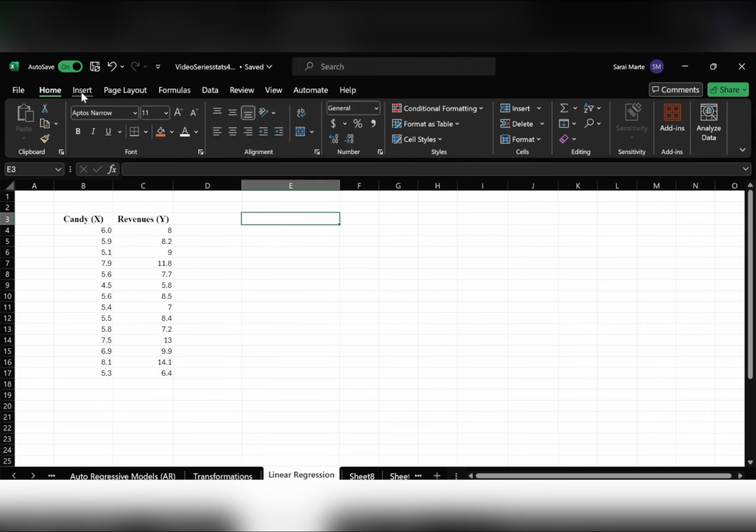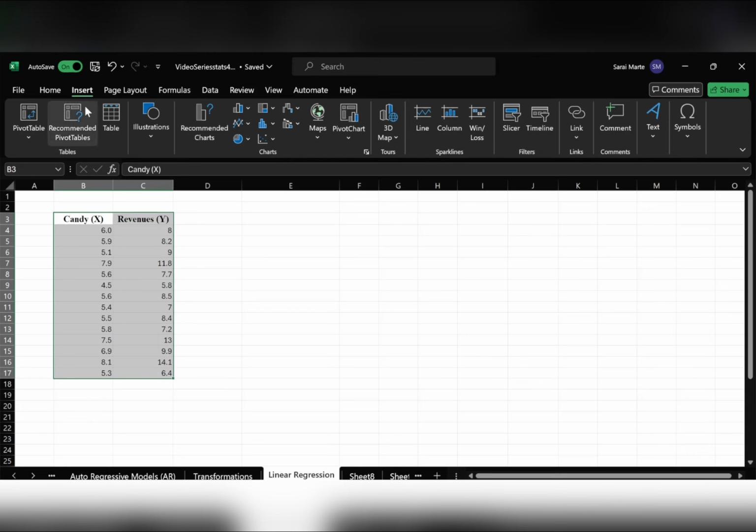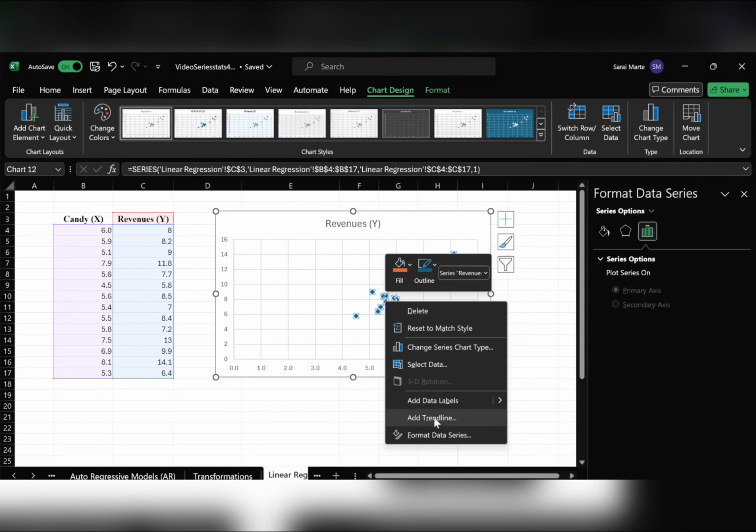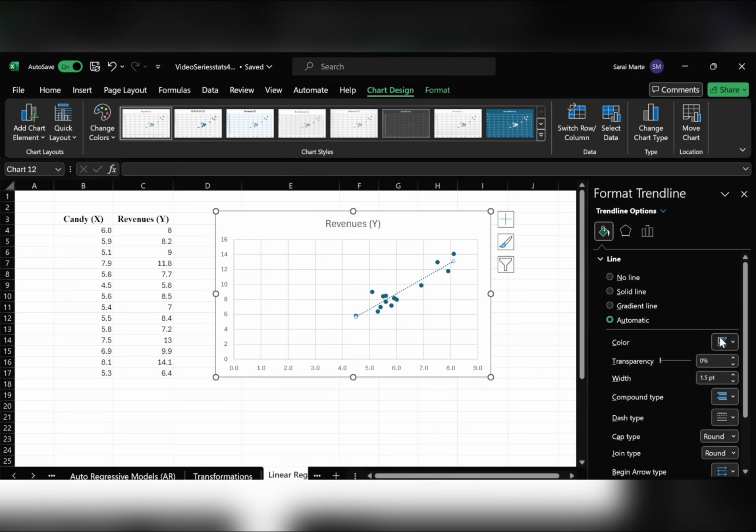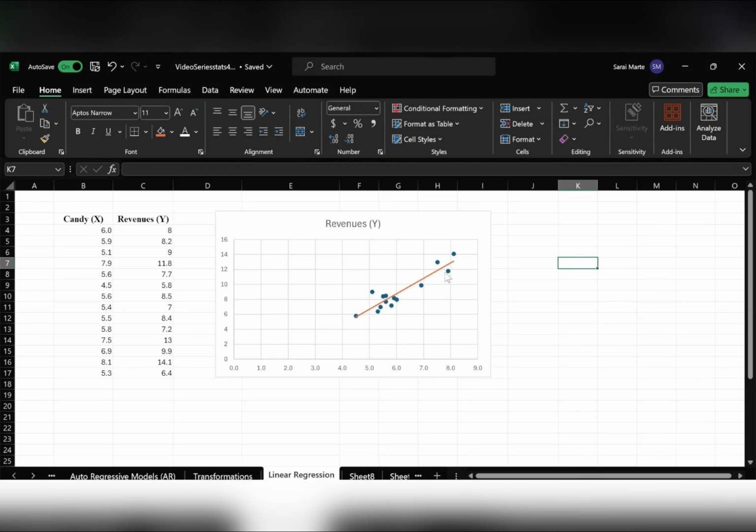So to give you an idea of what we're looking for, I'm going to select the data, click Insert, and go here to the first scatter plot. I'm going to right click on the data points, add trend line, make it orange, dash type the first line, and this is what I'm talking about. All we're trying to do is find an equation for this orange line.